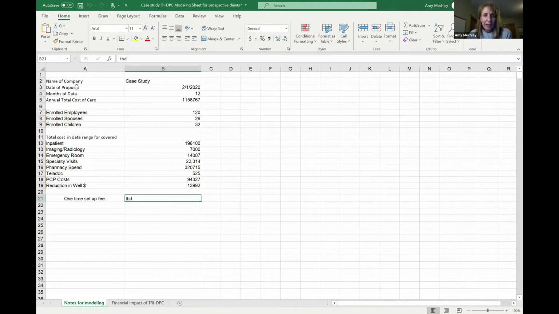So we ask them, again, this is just the dates. This is their total spend. How many people are enrolled in the plan? How many spouses? How many enrolled children? And by the way, this is a case study. It's been blinded, so it's fine. Then their total cost in the dates that are covered, of that $1 million, how much was spent in inpatient, imaging, radiology, ER, specialty visits, pharmacy spend.